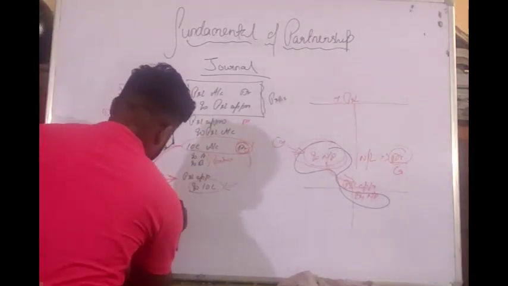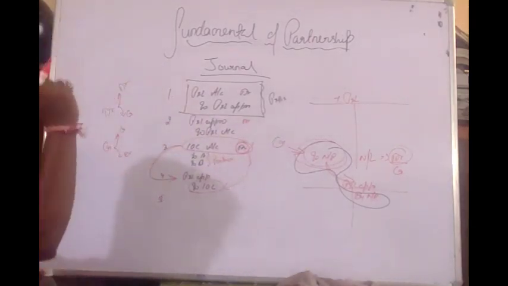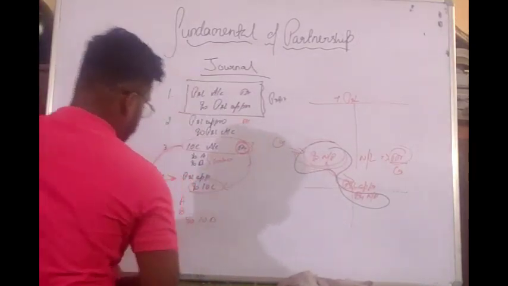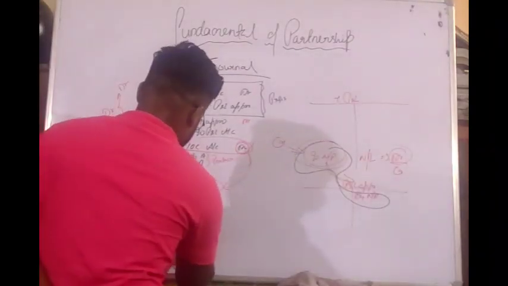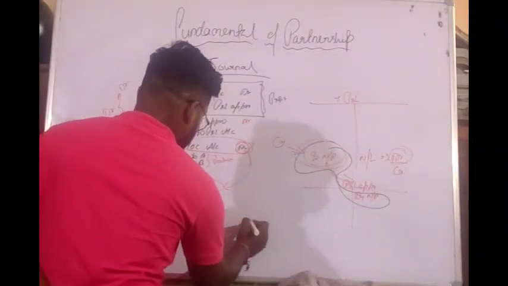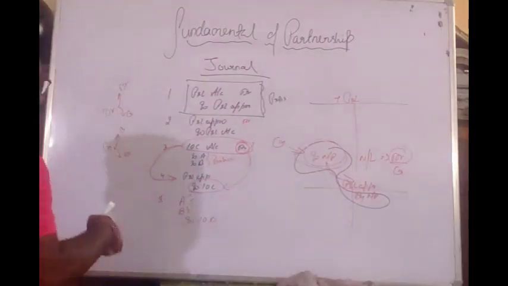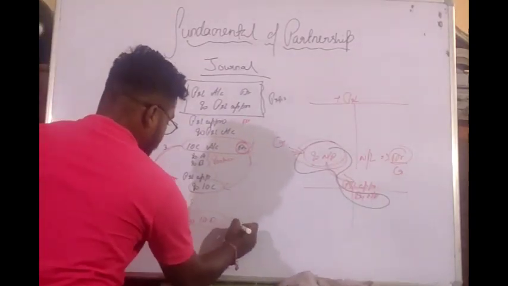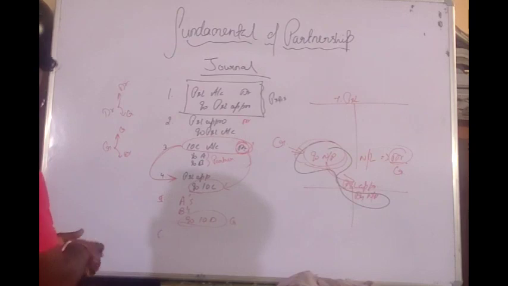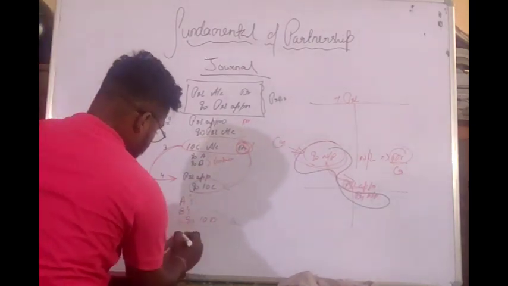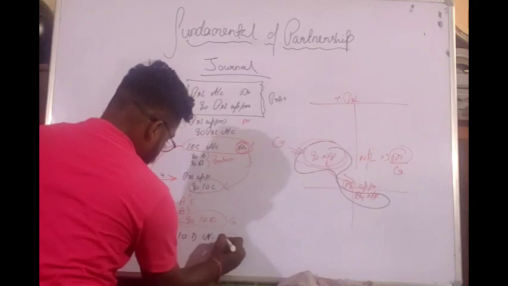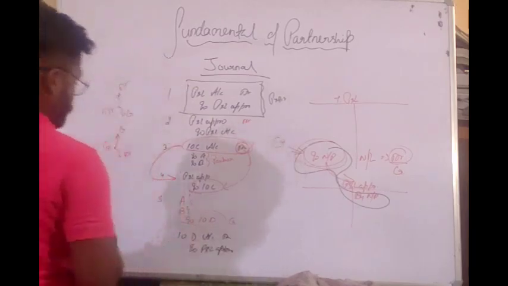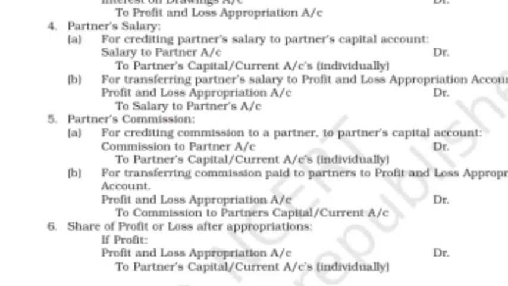Then what about interest on drawings? Interest on drawings is our income. Generally the journal entry is: A's capital, B's capital to interest on drawings. For this also we have to pass a closing entry. Interest on drawings is a credit balance. To cancel this, we have to debit. So the journal entry will be: interest on drawings account debit to profit and loss appropriation. Got the point? Yes sir.